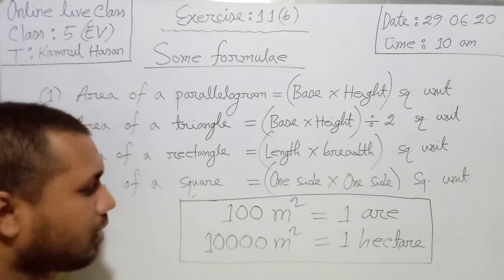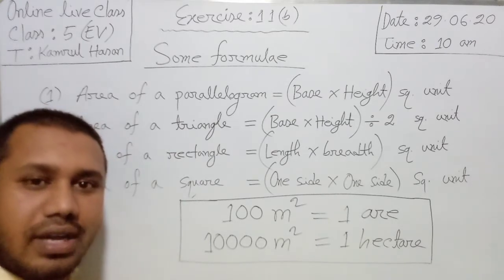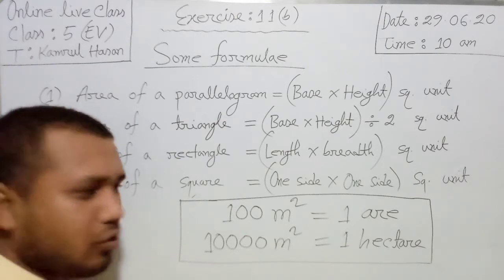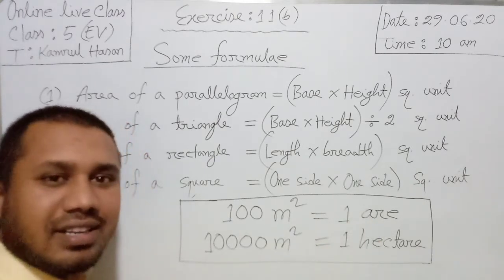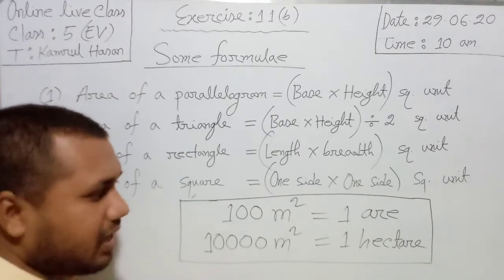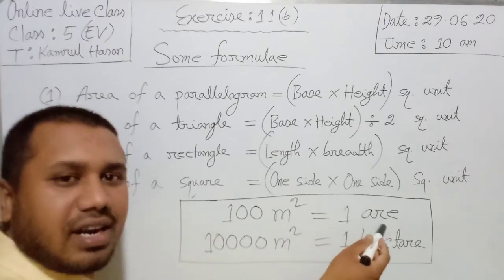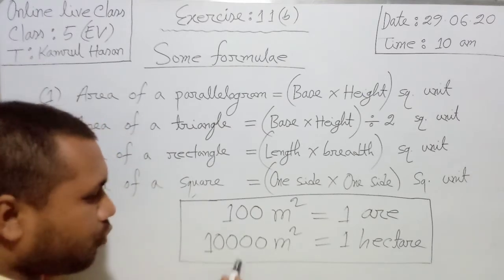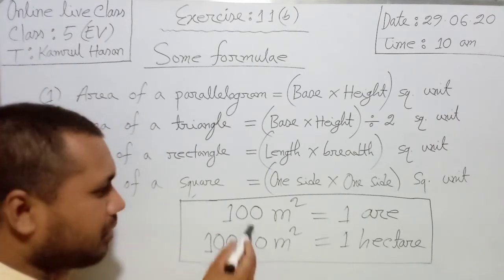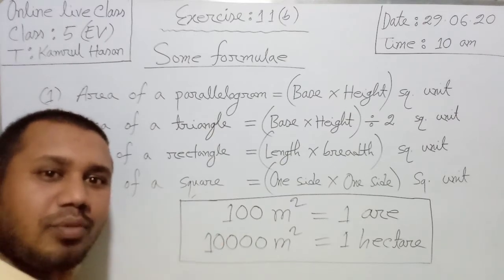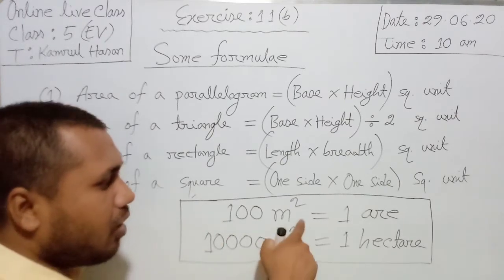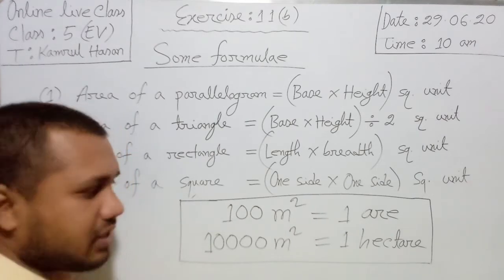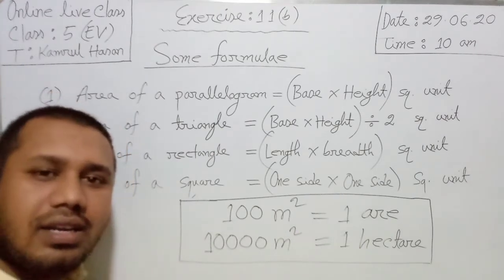Now another one, 10,000 meter square. This is called 1 hectare. So what will be the relation between r and hectare? Yes, look, 100 r makes 1 hectare. Clear? If we divide 10,000 by 100, then the answer will be 100. So we can say 100 r will be 1 hectare. Clear? This is the relation between r and hectare.